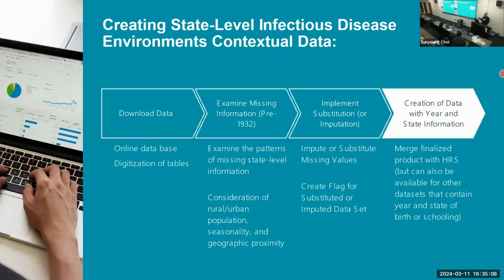In the next iteration of this, we're going to try some other approaches, like PCA approaches and other imputation approaches. I created a flag for substituted values, when we were just eyeballing it, and the imputed data also has a flag. But most of these results were robust, controlling for whether we imputed or substituted the information. The last step is the creation of data with year and state information, which we can then merge into the HRS, which I'll get into in a second.